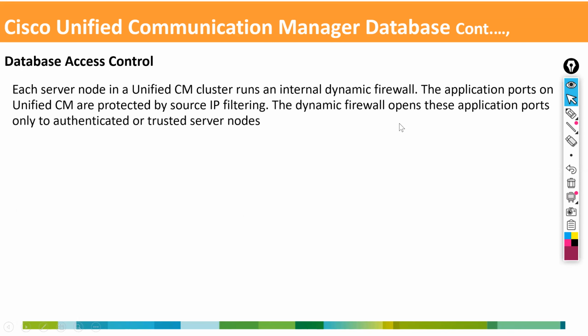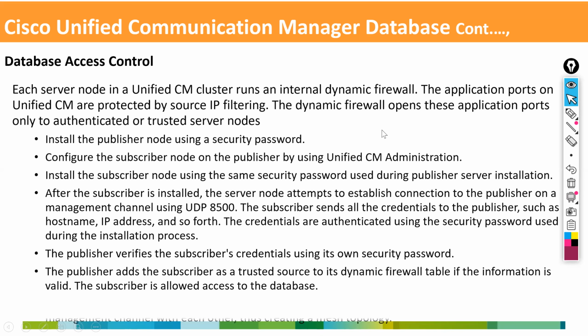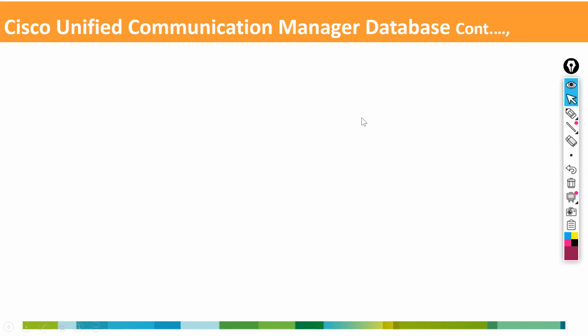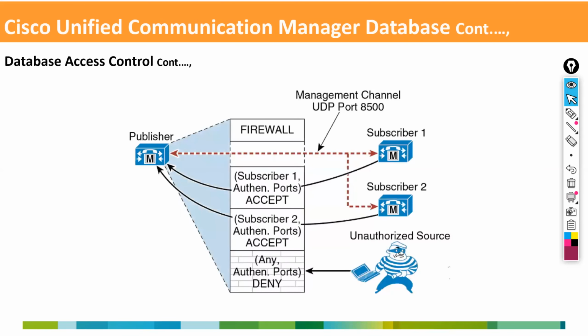Database access control means how we are able to access the database, what the database is and how it is structured. UDP 85 or something. I'm skipping this database access control and not reading the points here. Later, when we do the installation of CUCM, I'll explain the database. This is a publisher server, which contains all the database, and the subscriber. Look at this diagram carefully. I'm explaining this diagram in the next class, about the database access.